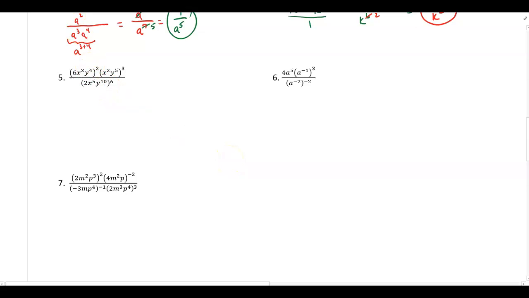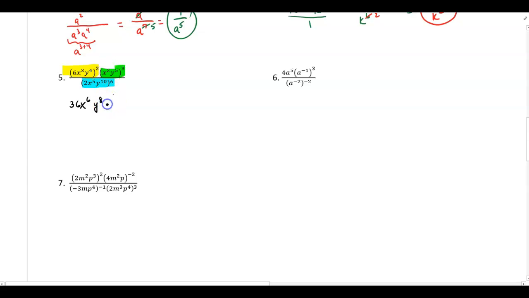Number 5. You have to understand that first thing I'm going to do, power to a power here, raise everything to the 2nd power, raise everything to the 3rd power, raise everything to the 6th power. Okay? So right away, 6 to the 2nd, 36, x to the 6th, y to the 8th.